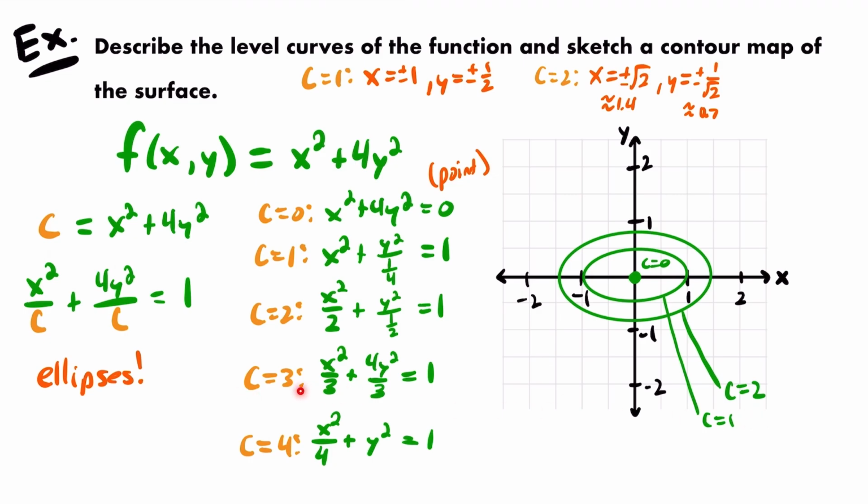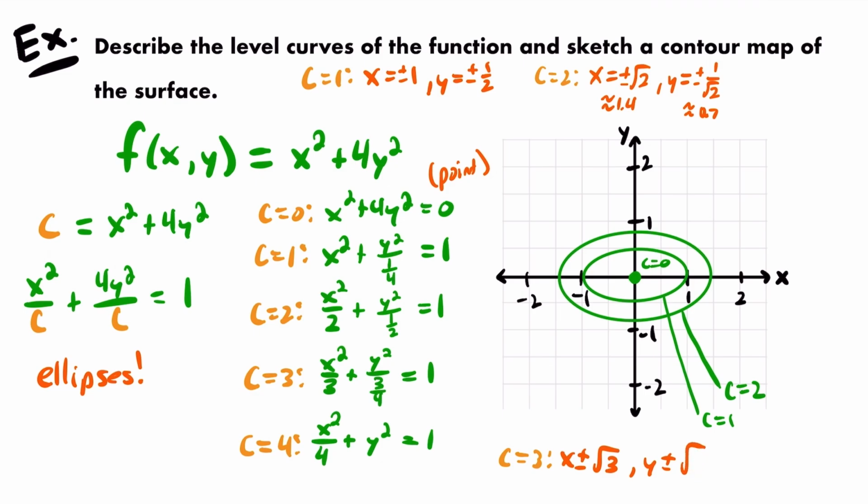Now let's move on to c equals 3. This time around, x squared is being divided by 3, and then we have 4y squared divided by 3. That would be the same as y squared divided by 3/4. You want to divide it by the reciprocal of that coefficient. So we have y squared divided by 3/4. So for c equals 3, the x-intercepts are plus or minus the square root of 3, and the y-intercepts are plus or minus the square root of 3/4.